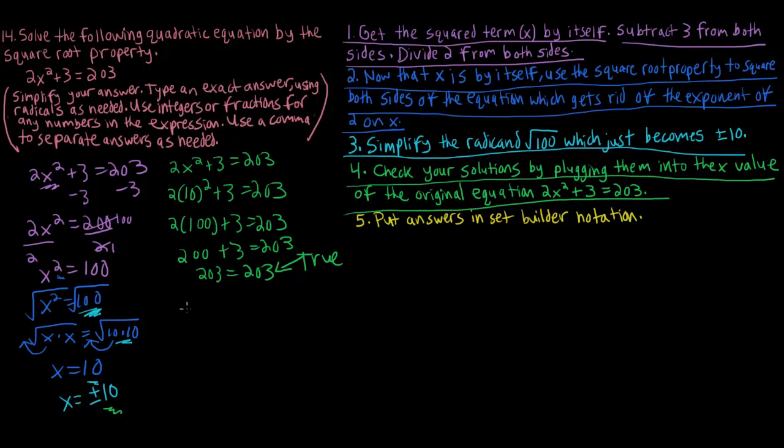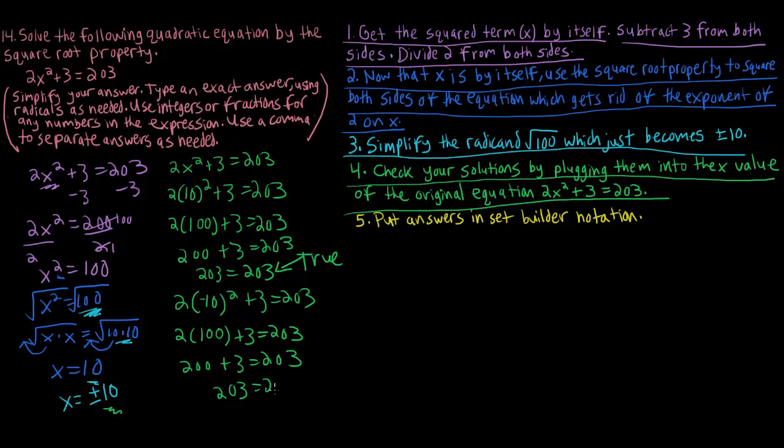Now let's plug in negative 10. 2 times negative 10 squared plus 3 equals 203. PEMDAS, negative 10 squared is 100. 2 times 100 plus 3 equals 203. 2 times 100 is 200 plus 3 equals 203. 200 plus 3 is 203 equals 203. This is also a true statement. Therefore, negative 10 is a solution.